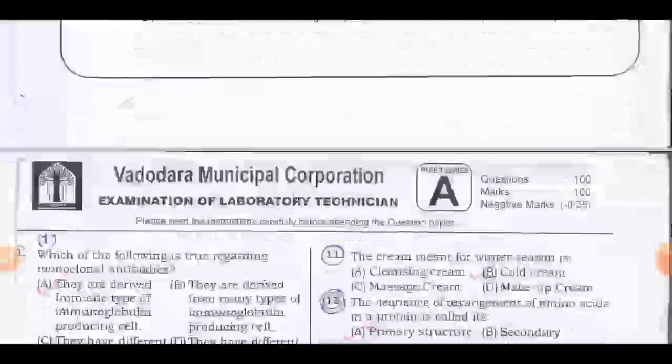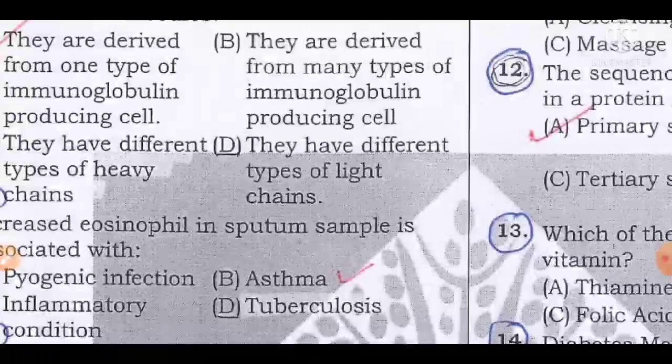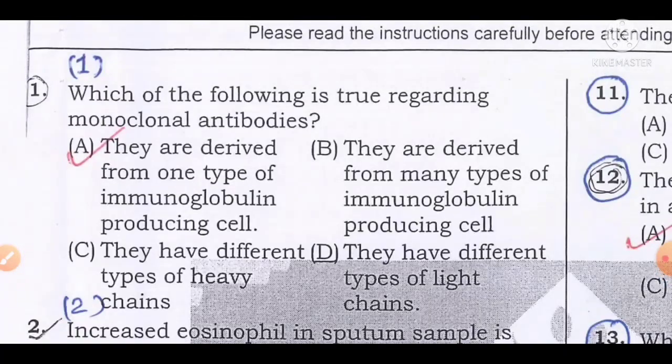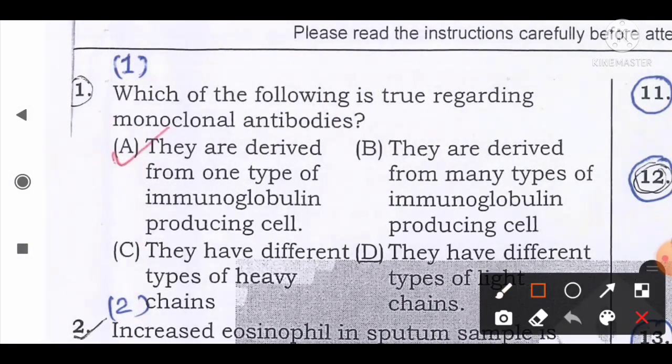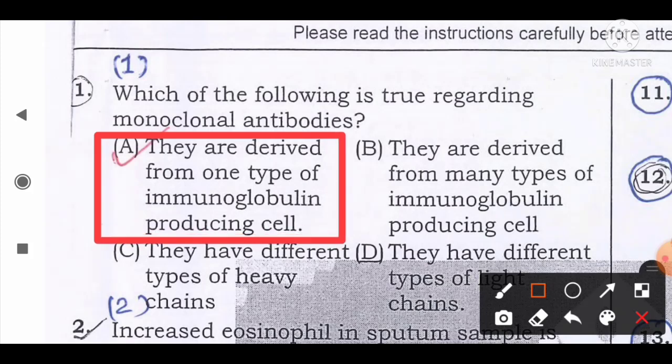Let's start today's question paper. Question number 1. Which of the following is true regarding the monoclonal antibodies? Option A, they are derived from one type of immunoglobulin producing cell. B, they are derived from many types of immunoglobulin producing cells. C, they have different type of heavy chains. D, they have different types of light chains. And the correct answer for this question is, they are derived from one type of immunoglobulin producing cell. So option A is the correct answer for this question.